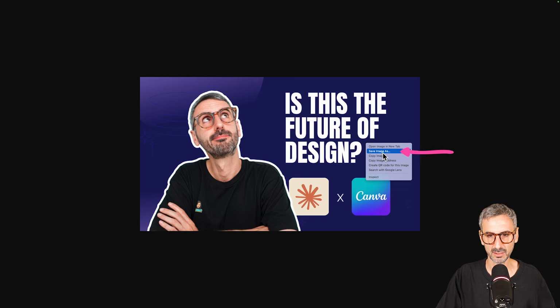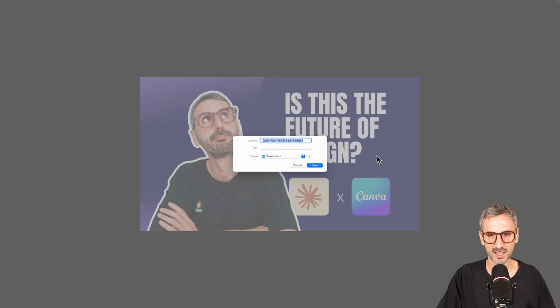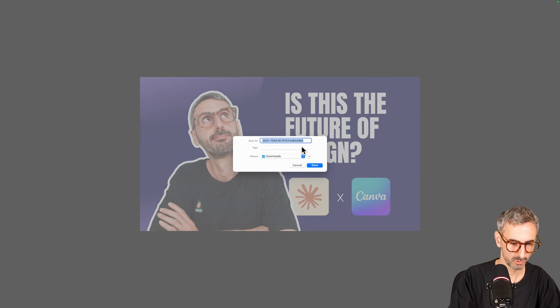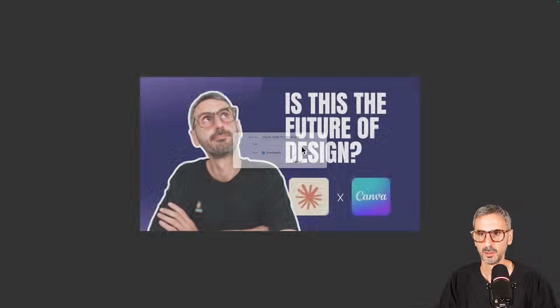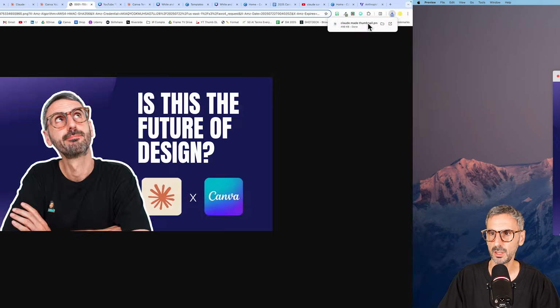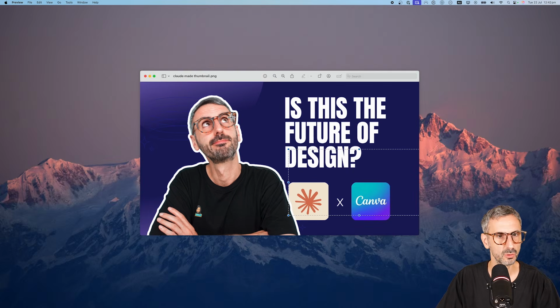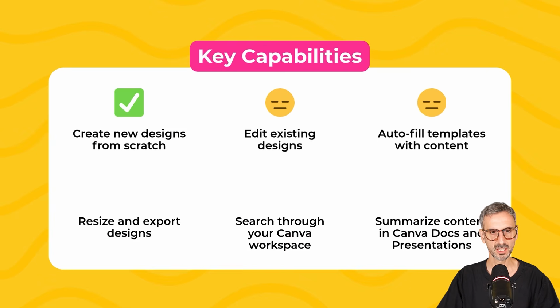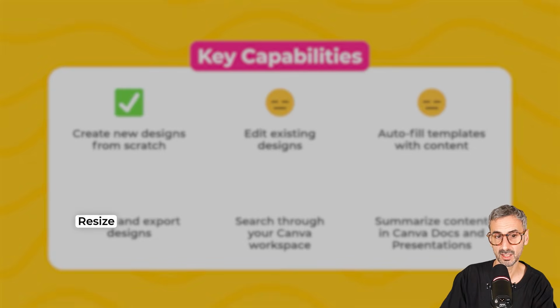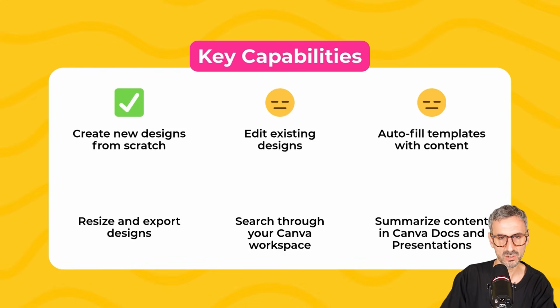I can save that, save image as, and there you go. So that is Claude made thumbnail.png. Perfect. It's right here. I can open it from my download folder. So this is actually successful. So let's come back to our little checklist here. Oh, I haven't tried resize. I've tried export. Okay, let's try resize.